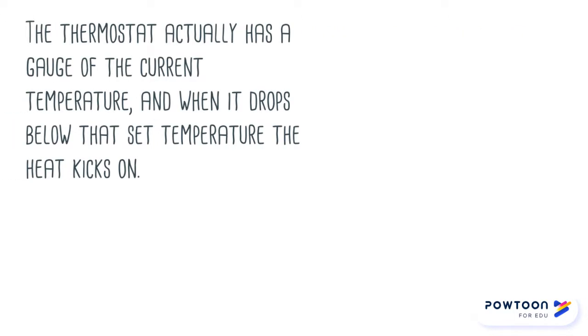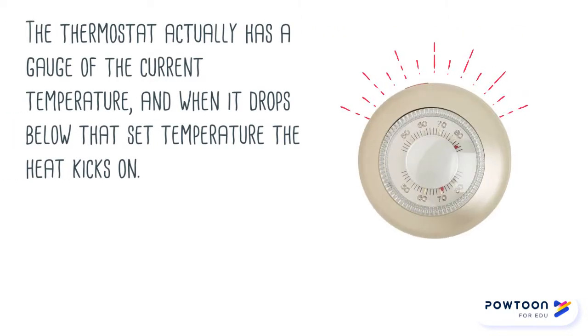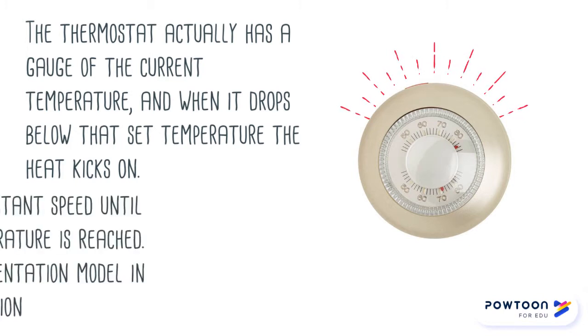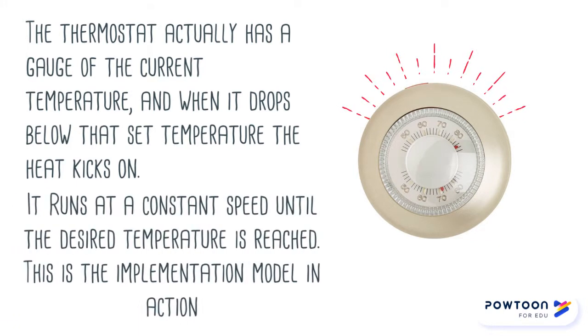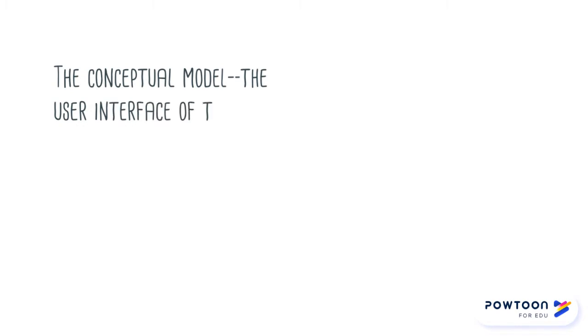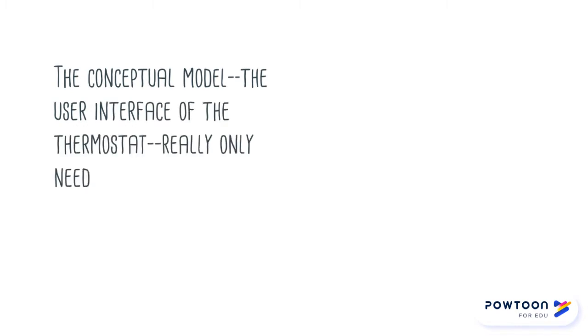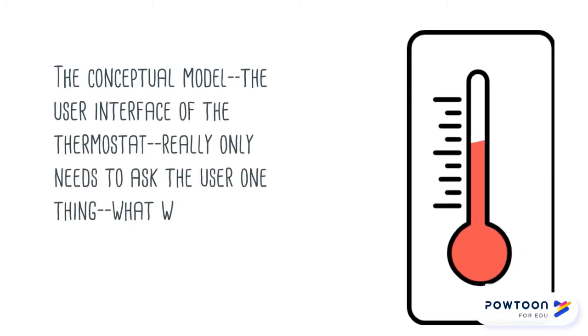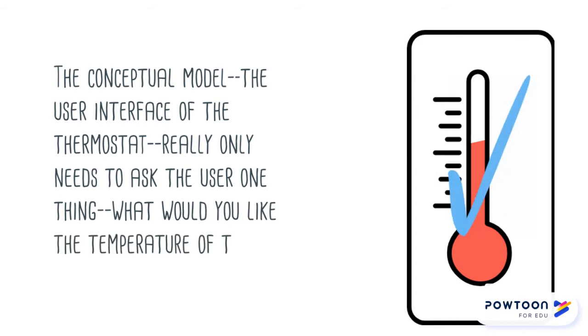The thermostat actually has a gauge of the current temperature, and when it drops below that set temperature, the heat kicks on. It runs at a constant speed until the desired temperature is reached. This is the implementation model in action. The conceptual model, that is, the user interface of the thermostat, really only needs to ask the user one thing: what would you like the temperature of the room to be?